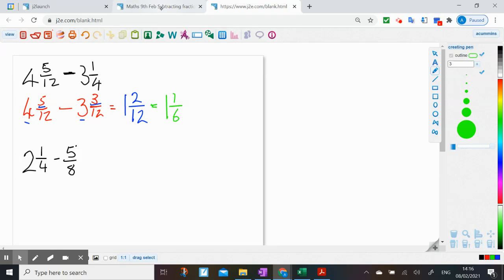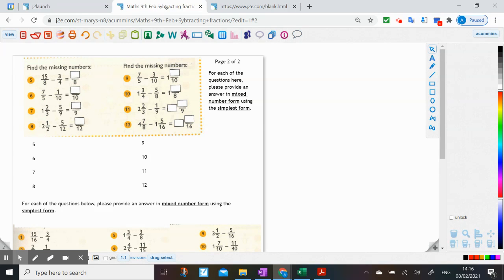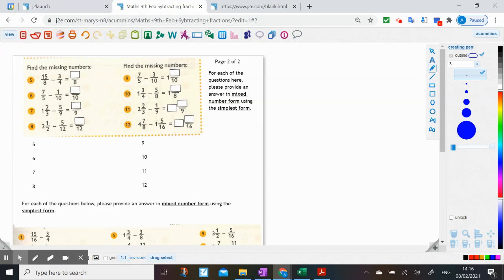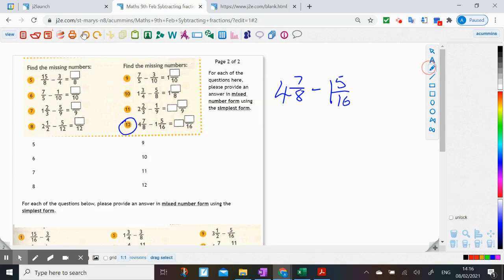So let's look at an example of how you'll do this in your work. I'm going to give you the example actually of question 12 here. So let's do 12 together. So we've got 4 and 7/8 subtract 1 and 5/16. Now, these first few questions are actually giving us a bit of a clue because they're telling us we need to have this in 16ths in our final answer.